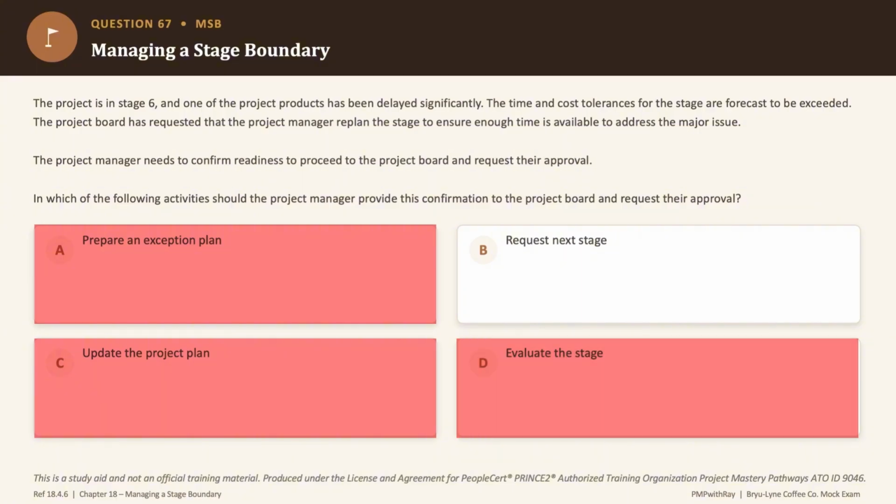Now the correct answer is option B. Request the next stage is exactly where the project manager contacts the board to finish the current stage and asks to proceed. Okay, whether it is a normal stage or, as part of the scenario, a revised one following an exception report. So the correct answer is option B.